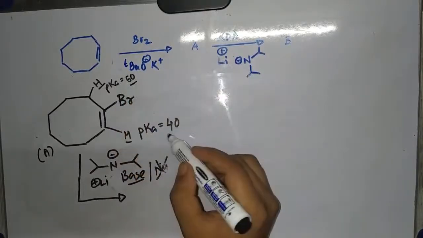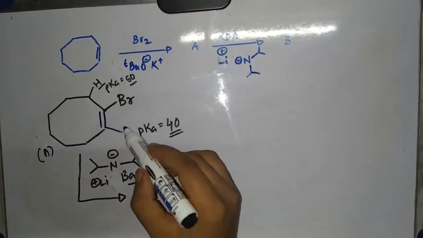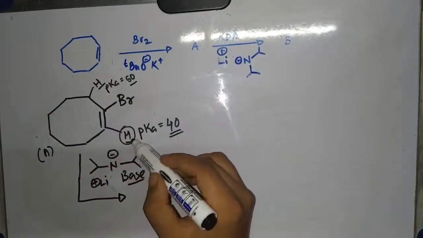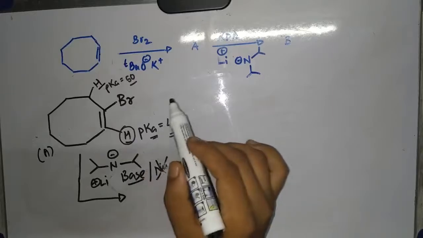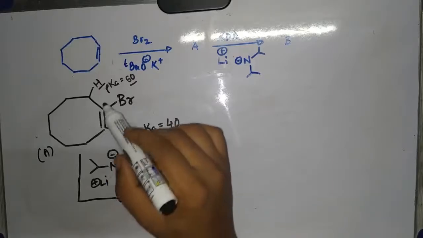So guys, we know the lower the pKa value, the higher the acidity. So this proton is more acidic and it will be abstracted. And guys, if you don't remember these pKa values, then you can understand by the logical fact as well.